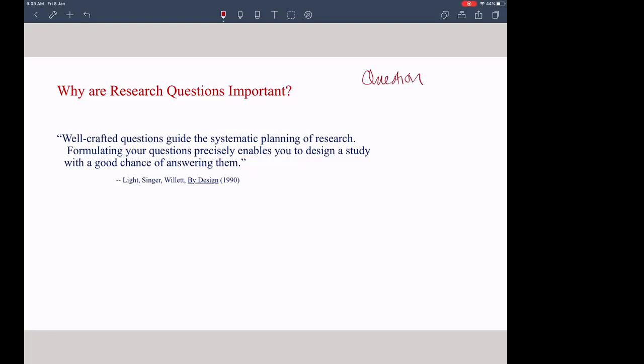Anywhere you go, any thesis you submit, any paper you submit, the reviewer would like to see first what the question is, what the issue is, what this person is trying to answer. So that is important. Well-crafted questions guide the systematic planning of research.